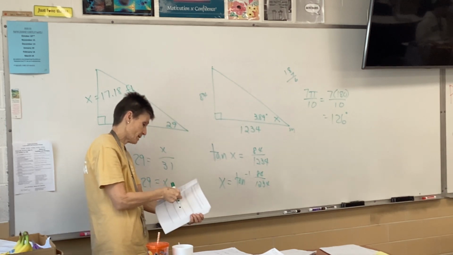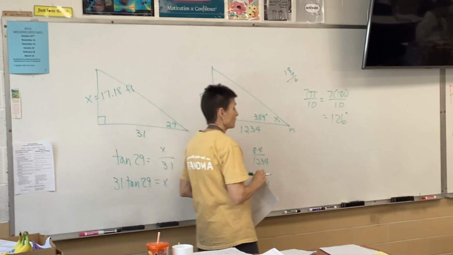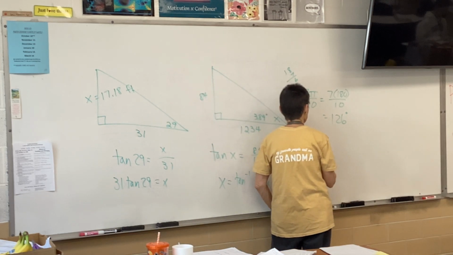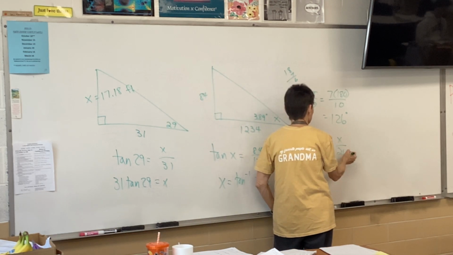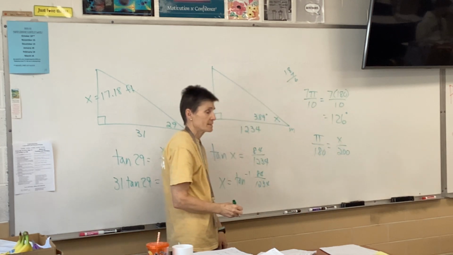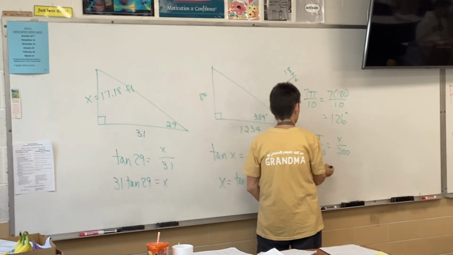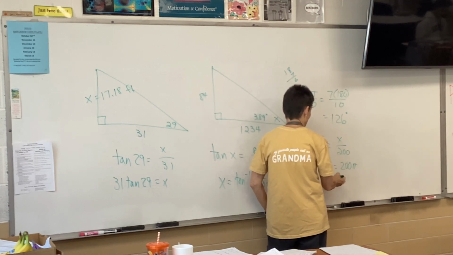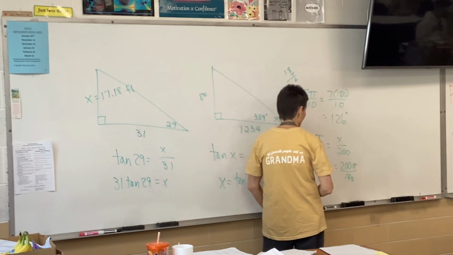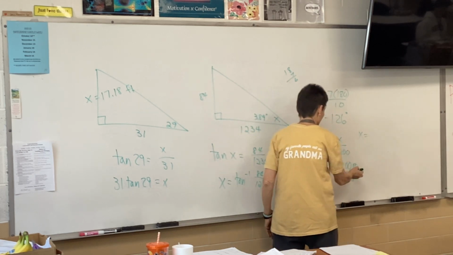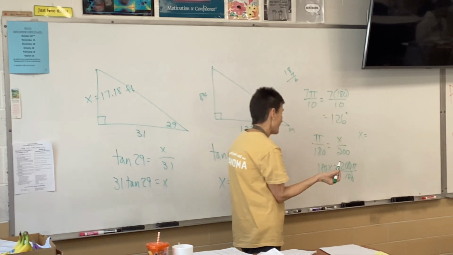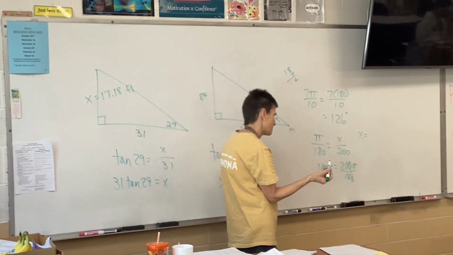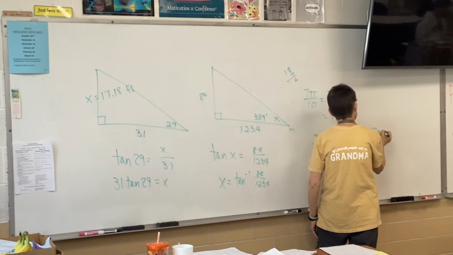Change 200 into radians. How do we do that? Pi over 180 equals x over 200. Set up a proportion. 180x equals 200 pi. When you divide, it looks like we're going to get x equal to, the zeros cancel, and then we have 20 over 18, which is 10 over 9.